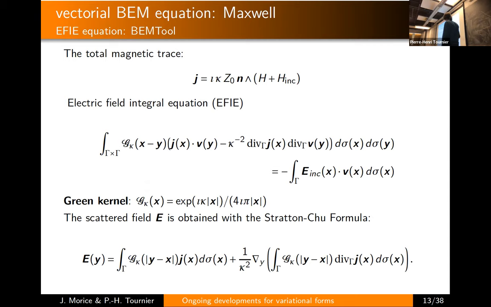You can show that the total magnetic trace G can be obtained from an integral equation. Here you have the Green kernel, which depends on kappa, the wave number. And here you have the surface divergence of G and V, where V is a test function, G is the unknown function. And you also need to take into account the boundary condition about the incident electromagnetic wave, which is here.